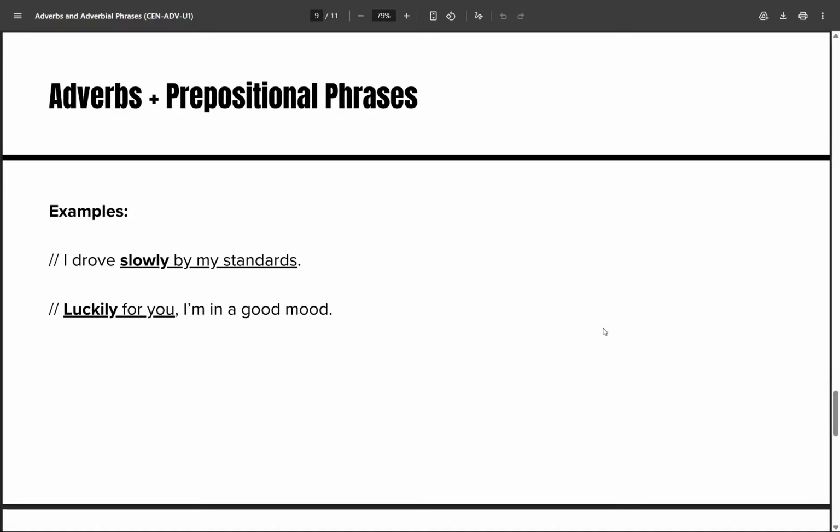And we can also use this combination, adverbs and prepositional phrases, like I drove slowly by my standards, and luckily for you, I'm in a good mood. As you can see, slowly is the adverb, luckily is the adverb. But by my standards and for you are prepositional phrases that we can add.